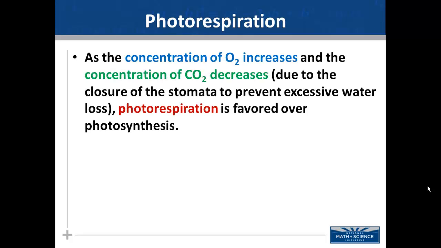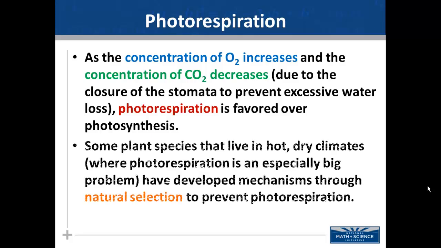So as the concentration of oxygen increases, okay, remember still being produced through the light reactions, and the concentration of carbon dioxide decreases, the carbon dioxide that was in the leaf is being used up in the Calvin cycle. Again, overall, that's due to the closure of the stomata because of trying to prevent excessive water loss. Photorespiration is favored, and that's a big problem. Remember, it doesn't produce glucose and also consumes ATP.